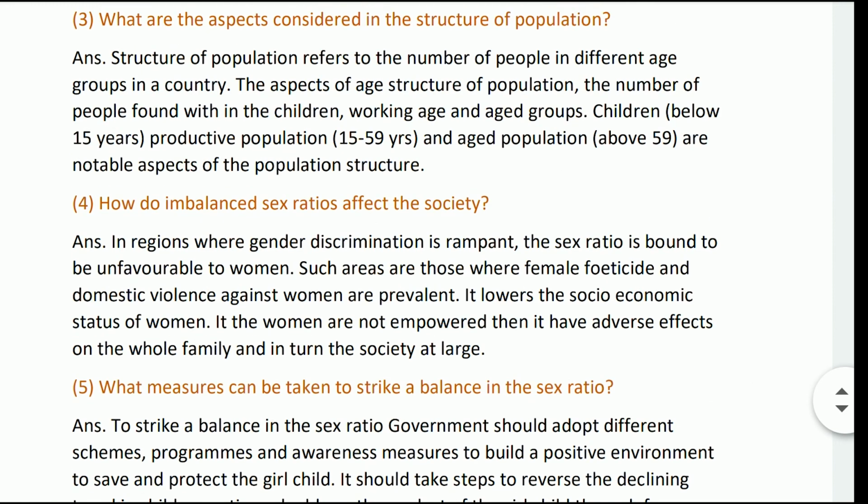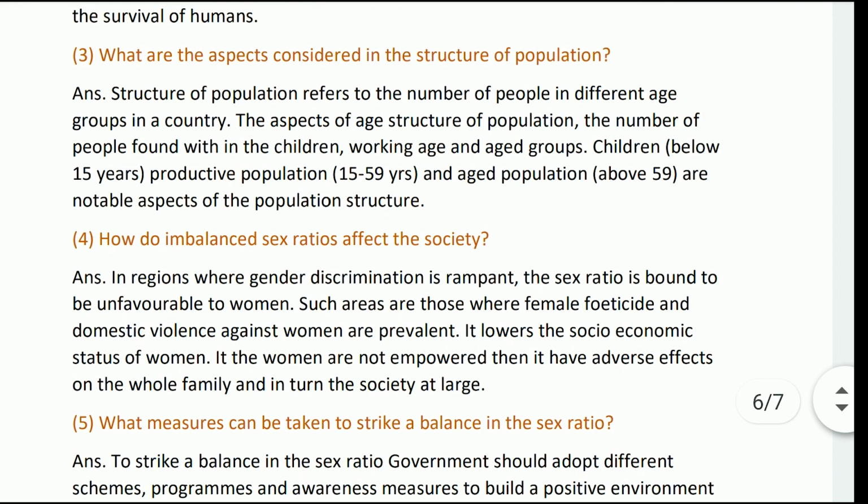What are the aspects considered in the structure of population? Answer: The structure of population refers to the number of people in different age groups in a country. The aspects of age structure of population: the number of people found in the children, working age and aged groups. Children below 15 years old, productive population 15 to 59 years old. The aged population is above 59.